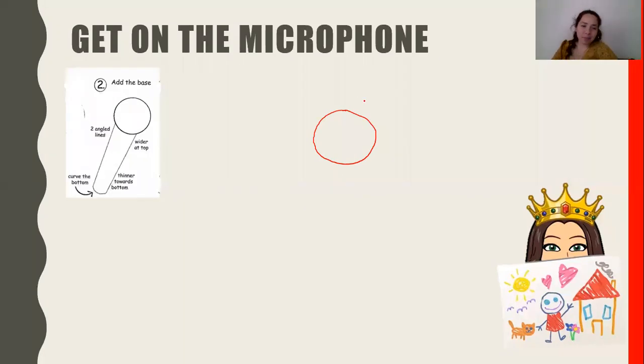So our next step is to add the base. So we're gonna make two angled lines. What that means is that they're not going straight down, they're going at an angle. So they're going this way. Notice they're not going straight down. And then we make another line also going that direction. And then it has to be wider at the top. So notice it's wider up here than it is here. And then we go ahead and make another line down here, but it's curved at the bottom. Right. So we go, ooh.